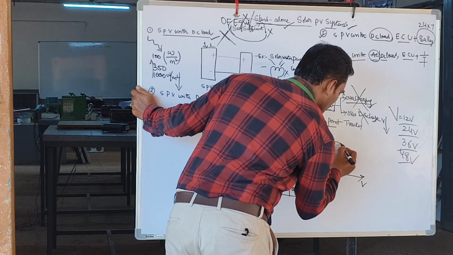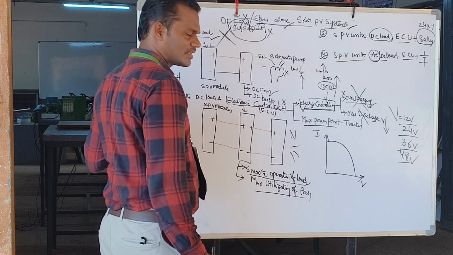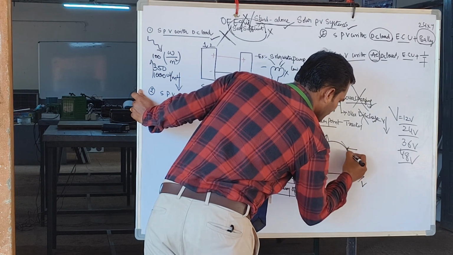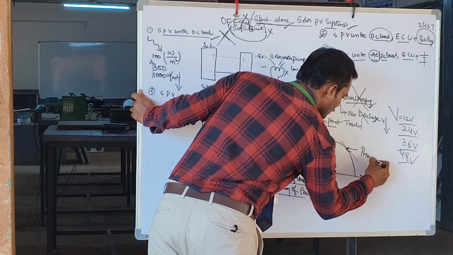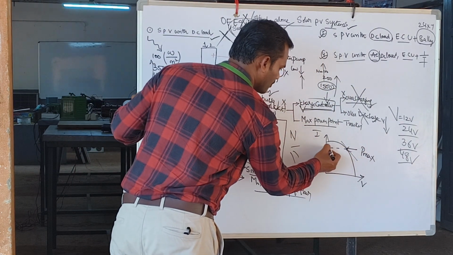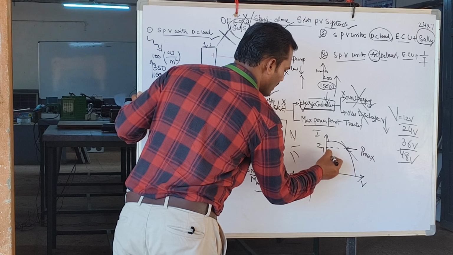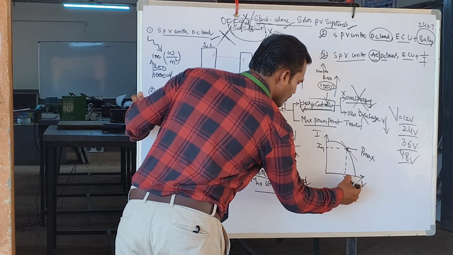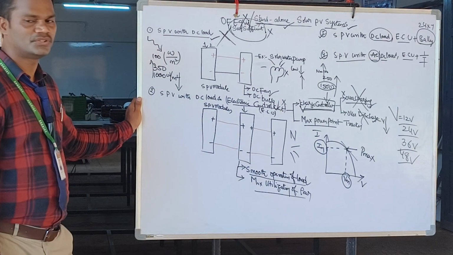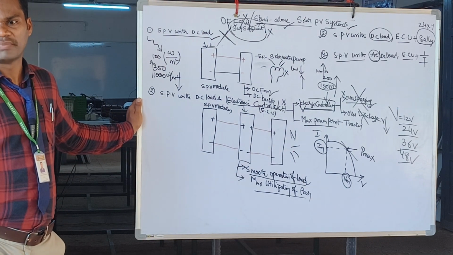If you plot the IV curve of a solar panel, then you'll get a curve like this. At only one point, the maximum power is available in a solar panel. The corresponding maximum power, if you draw a line, this point is called maximum current and this point is called maximum voltage. The product of maximum voltage into maximum current is called maximum power.